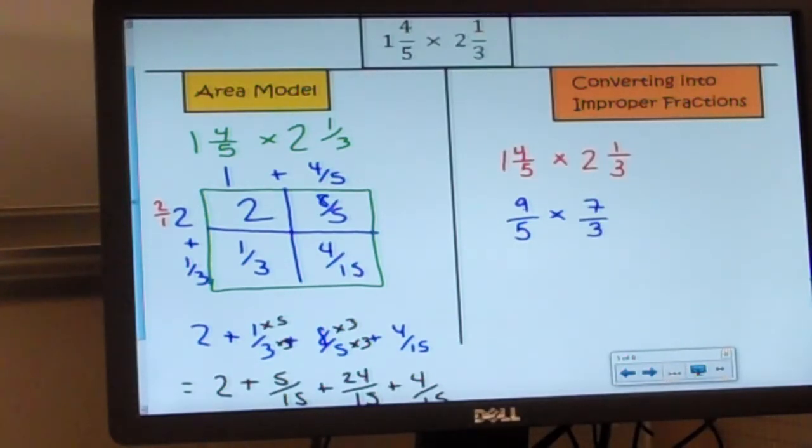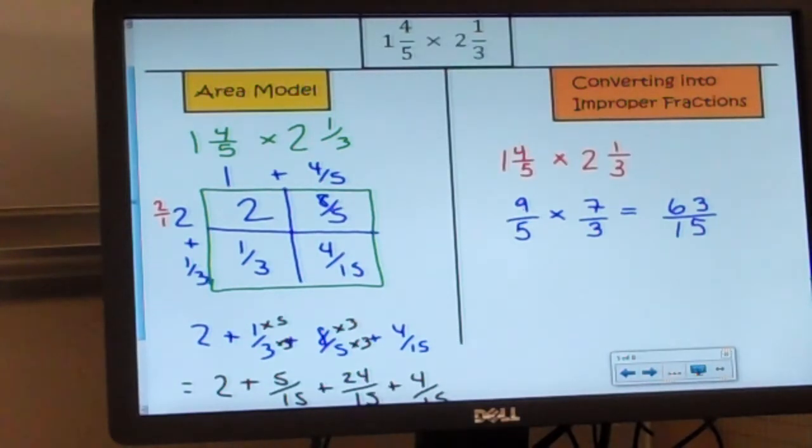And what can we do now? We have 2 improper fractions. What can we now do, Chris? Multiply your numerators and multiply your denominators. 9 times 7, Quinn? Close, 63. 63 over 5 times 3? 15. Does anyone know how many times 15 goes into 63?